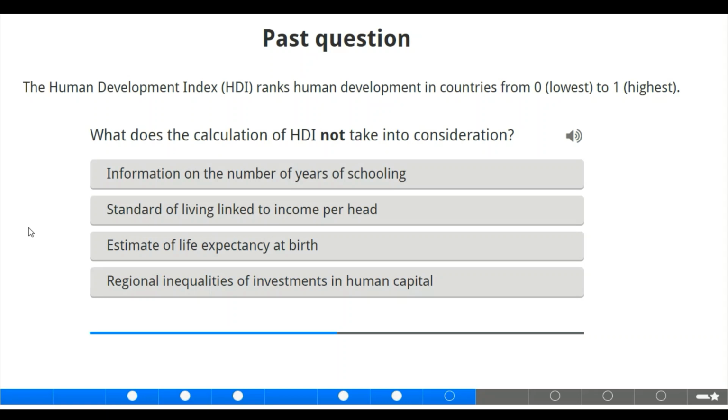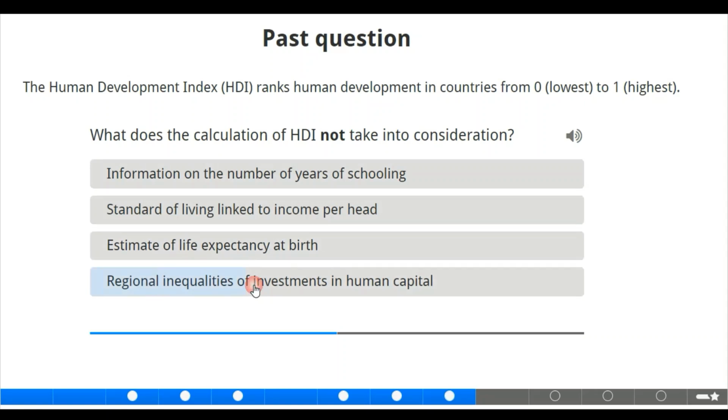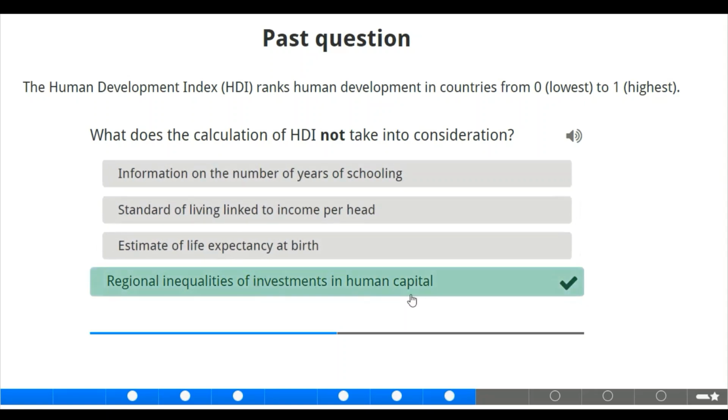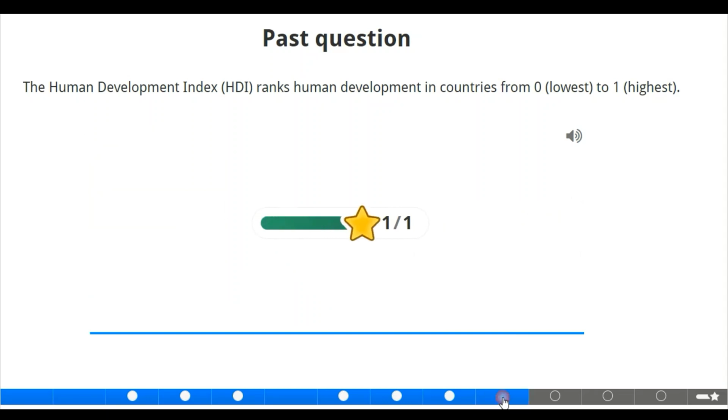Now we have the number of years of schooling, standard of living linked to income per head, estimate of life expectancy at birth, and regional inequalities of investment in human capital. Of course, HDI takes the number of years of schooling into account, and standard of living linked to income. Of course, it deals with it. Life expectancy too. Of course, this is our correct answer. Now we move to the next slide.